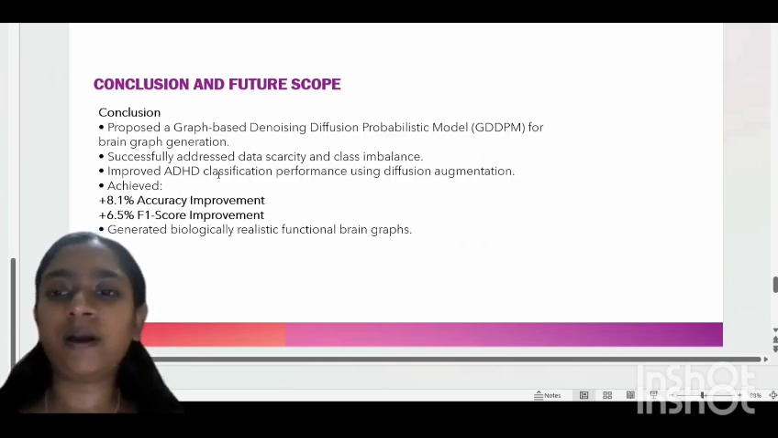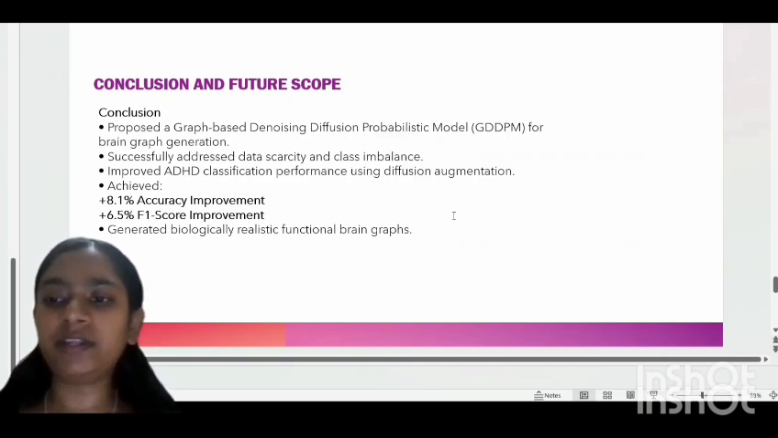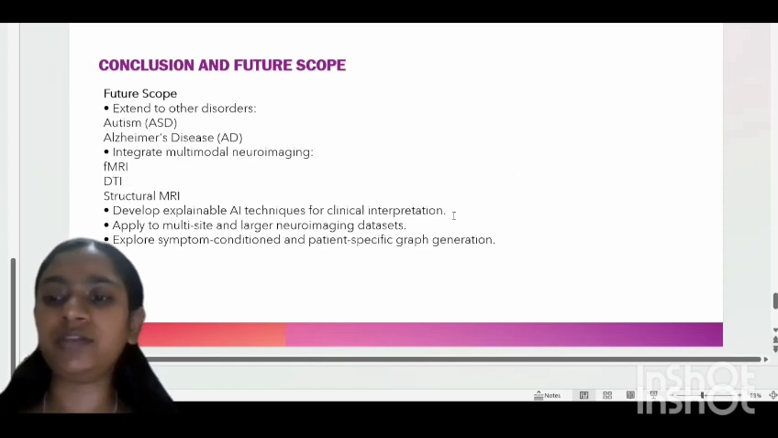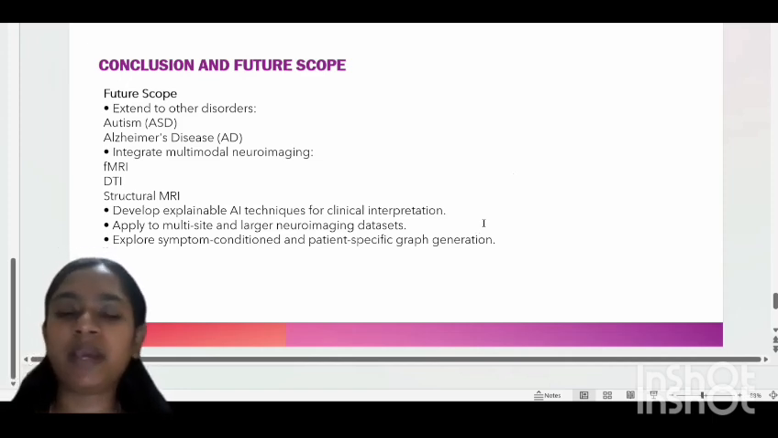In conclusion, the diffusion-based framework successfully generated realistic brain connectivity graphs and improved ADHD classification. The results demonstrate the potential of diffusion models as an effective augmentation strategy for neuroimaging applications. In future, we plan to extend this framework for autism and Alzheimer's, incorporate multimodal brain imaging data, and improve interpretability through explainable AI techniques.